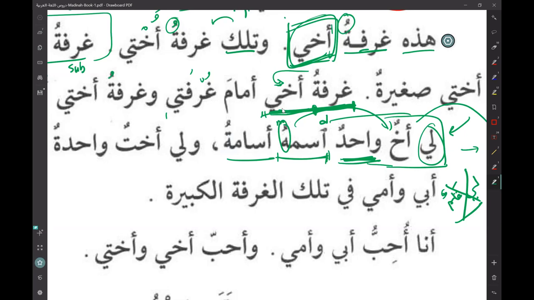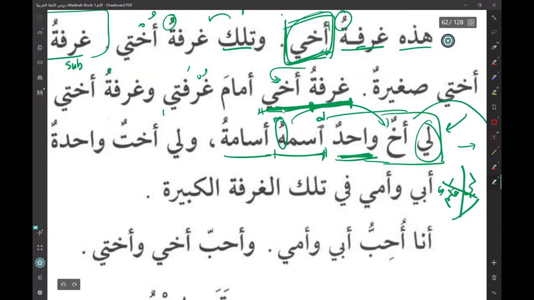Right now we're in chapter 11, so you have to understand that ta marbuta is always, always, always a feminine, except, and the cases are very rare, by the way, that sometimes some words can be with ta marbuta but still refer to a masculine person. And this is the case here. Usama, okay?